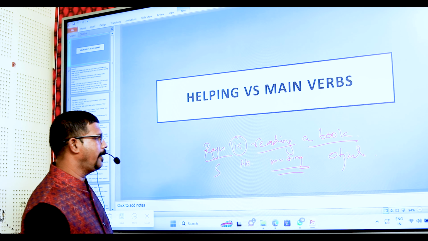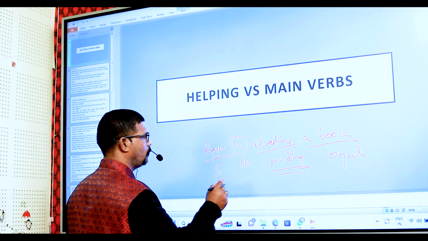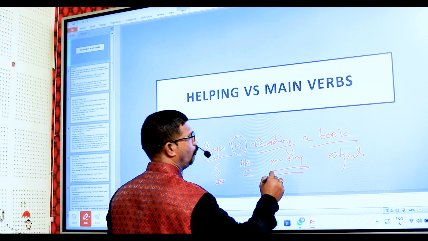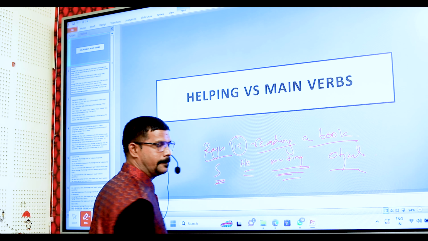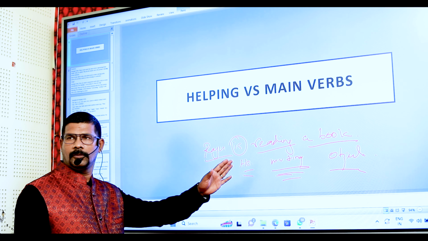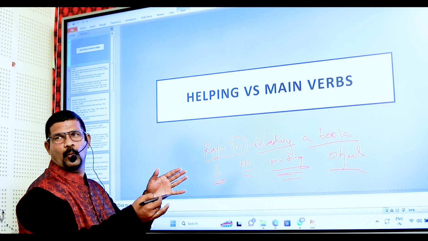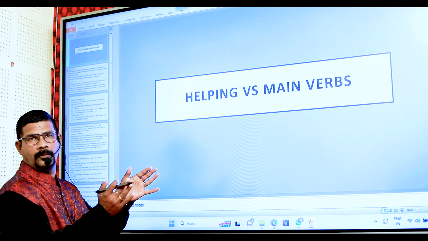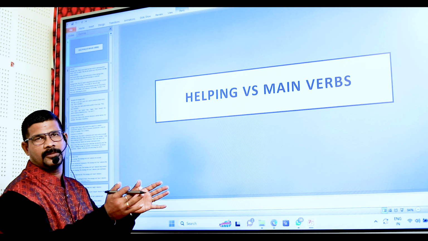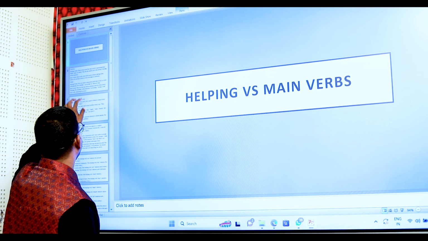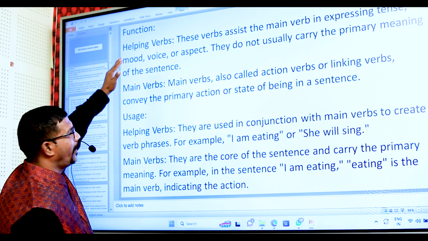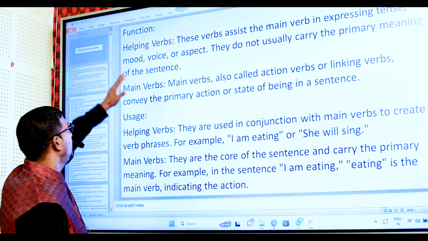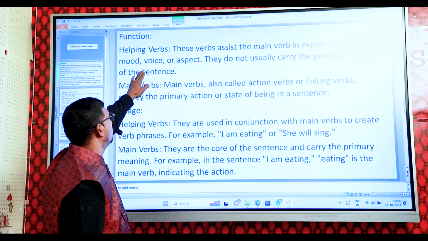Here you can easily identify the subject, helping verb, main verb, and the object. Clear? So let's see one after one. Get started, and I'm going to give you more examples. I'm going to explain again. Function and its usage. Okay, let's see about the function.